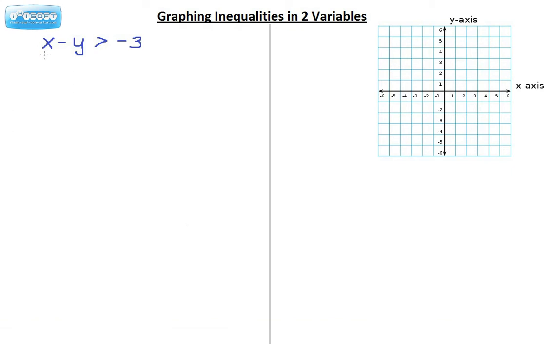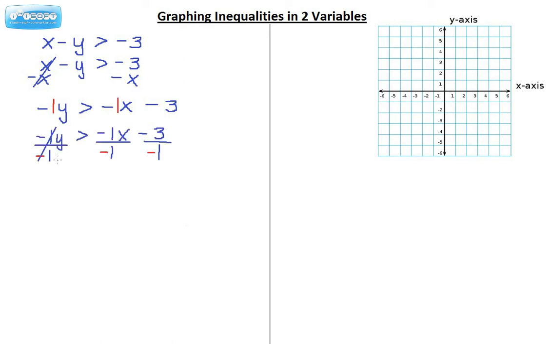We first want to get this x to cancel, so let's subtract x from both sides. This is the result, but we always want y to be a positive 1, so now we have to divide all three terms by -1.